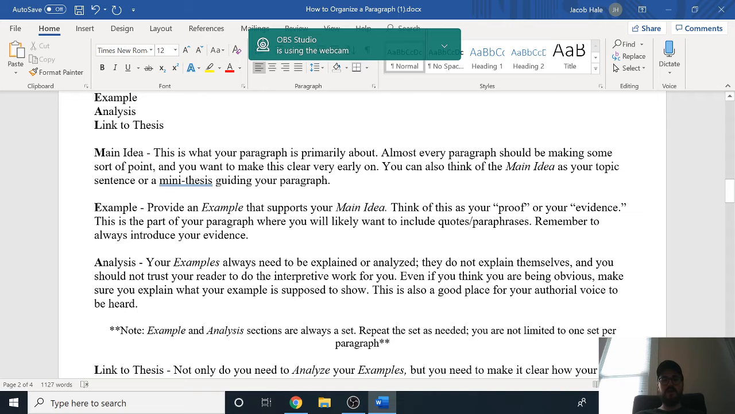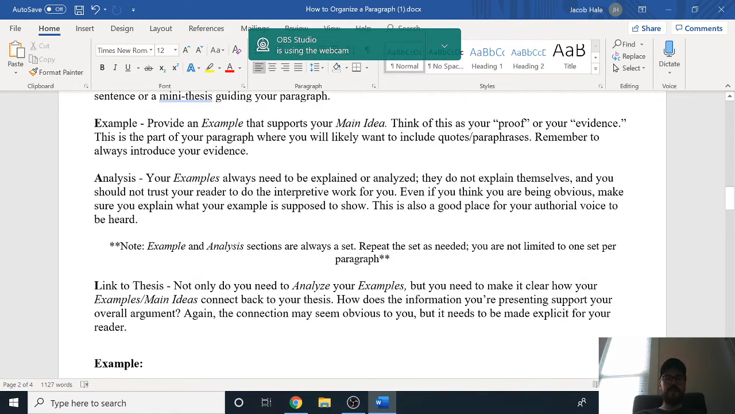In writing project 3 for Comp 1, I am asking that you support yourself with some personal examples. And so that fits in well right here as well. It doesn't have to be a quote or a paraphrase.